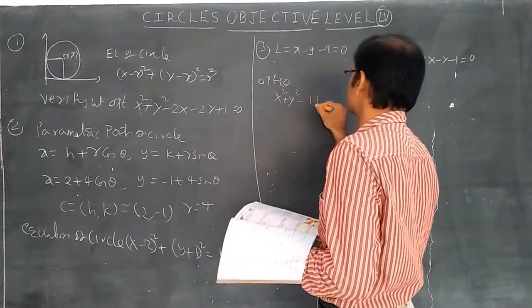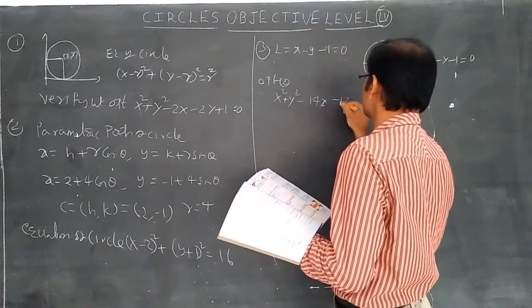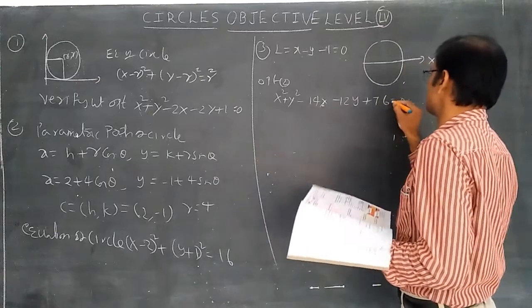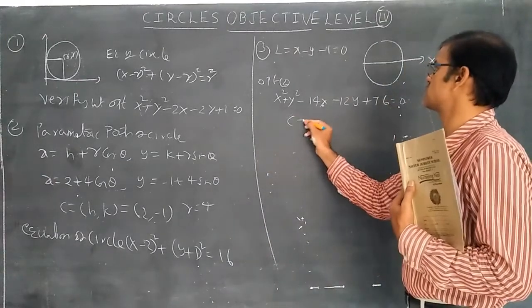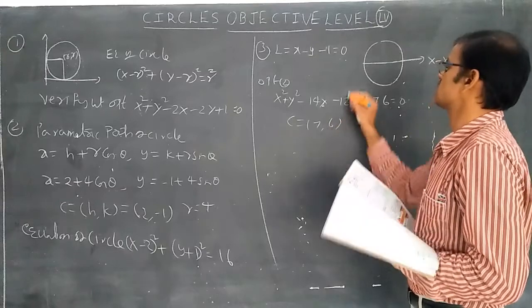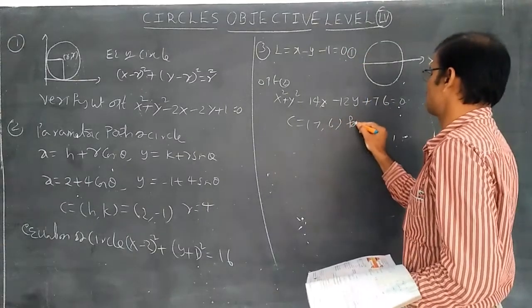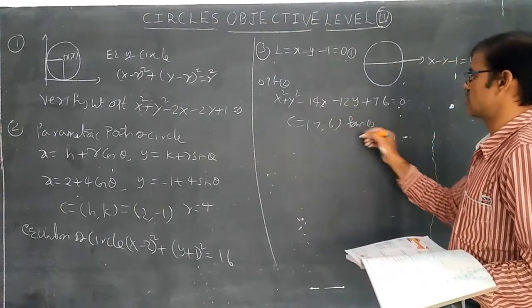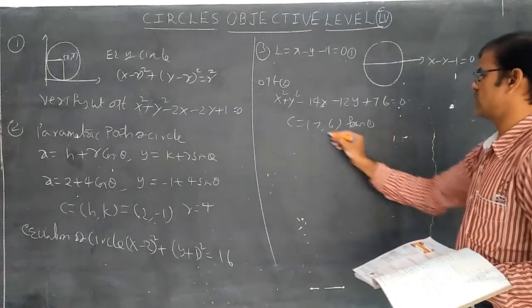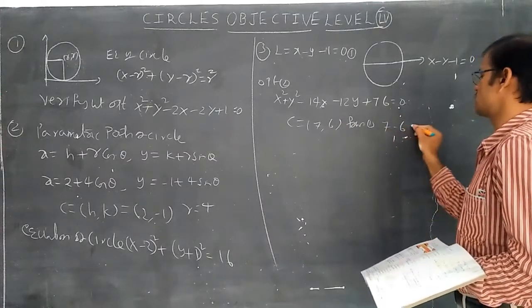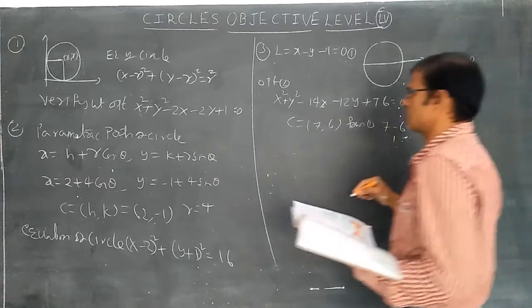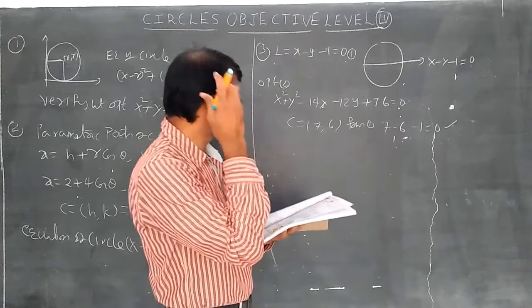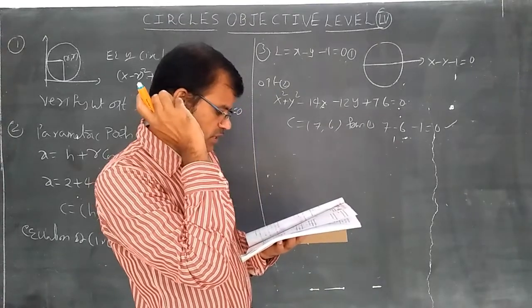Write x square plus y square minus 14x minus 12y plus 76 is equal to 0. The center C is (7, 6). Whenever the center lies on the line, substitute it in the line: 7 minus 6 minus 1 equal to 0. It's okay, so the second option is okay. The third option center (4, 3) is also okay. The fourth option center (4, 3) is also okay.